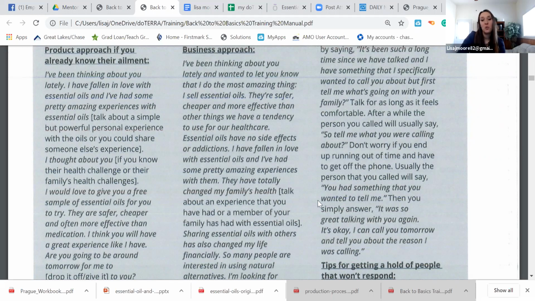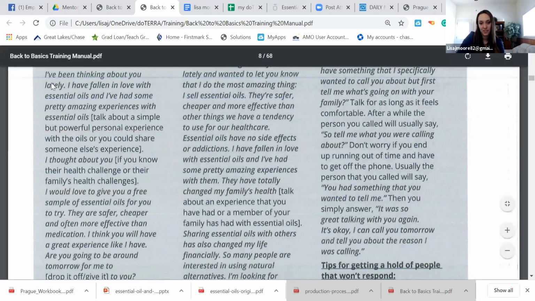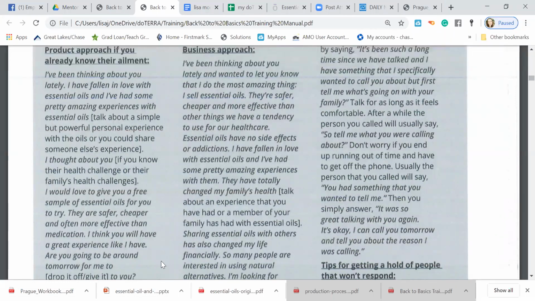Okay, so we're going to practice this script right here. I'm going to mute myself and you can mute yourself. This one is for when you want to give somebody a sample and you do know what their ailment is. I suggest we read it out loud 5 times and get it in our brains. So, you game? Yeah. All right, let's do it. I'm going to mute myself.